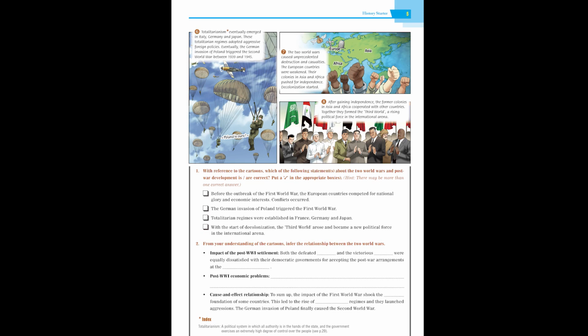7. The two world wars caused unprecedented destruction and casualties. The European countries were weakened. Their colonies in Asia and Africa pushed for independence. Decolonization started. 8. After gaining independence, the former colonies in Asia and Africa cooperated with other countries. Together they formed the Third World, a rising political force in the international arena.